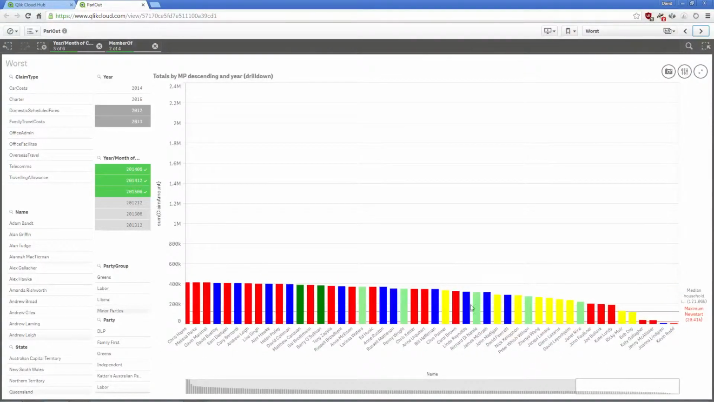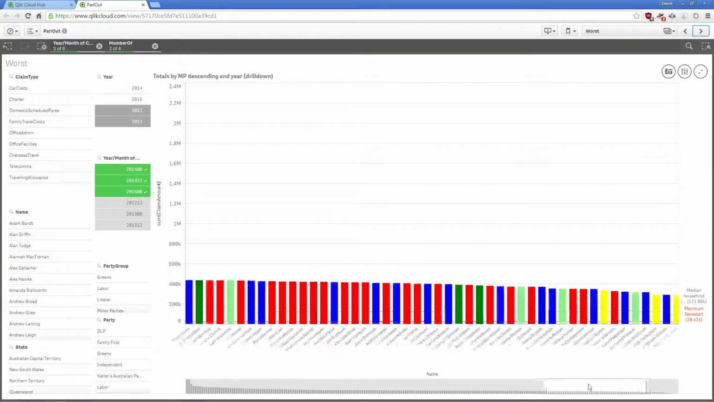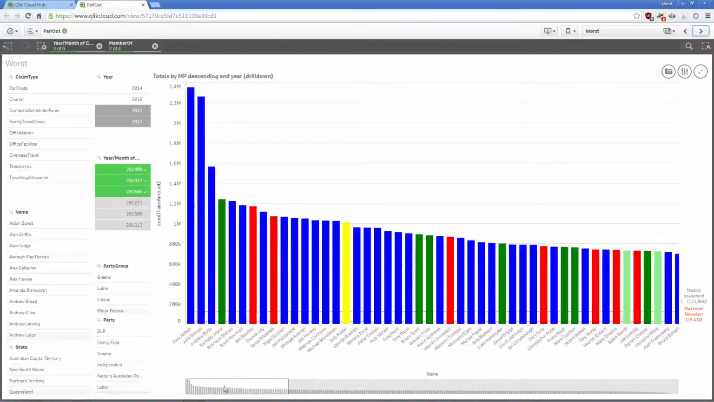And then, as I'm sure many people will be happy, we have quite a lot of the independent senators down here at the bottom, not spending a huge amount. So in terms of average expenditure, they're doing a lot better than some of their party-aligned colleagues.